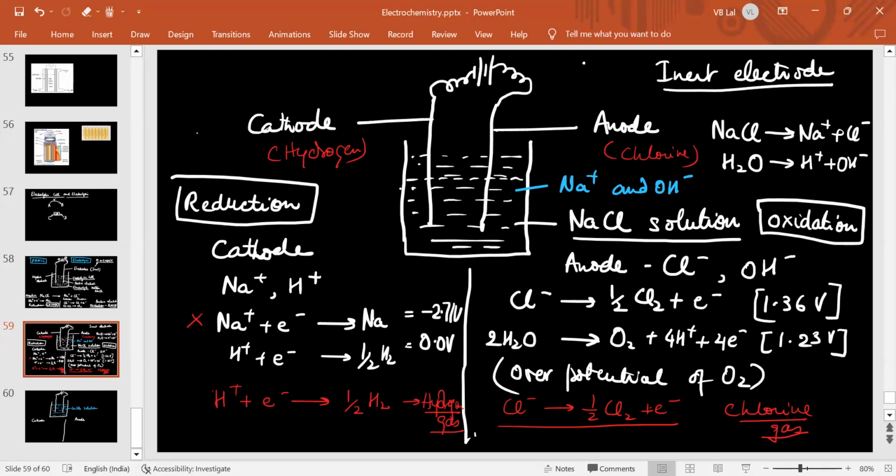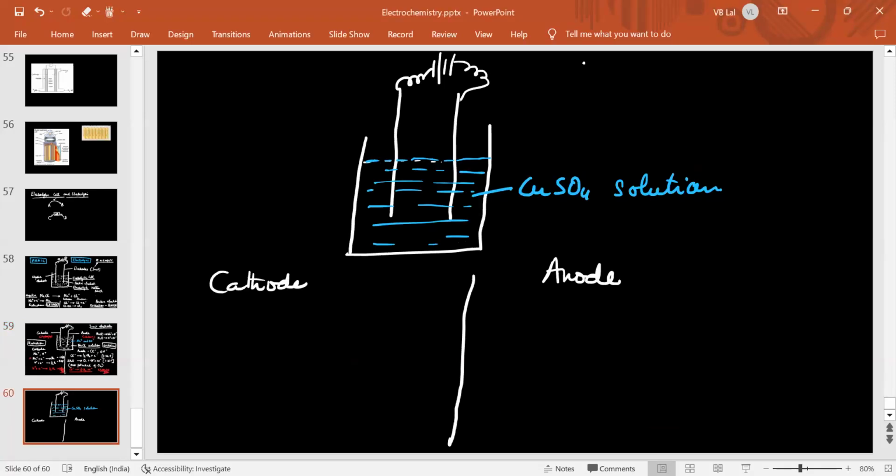Okay. Now in the next example that I want to show you, here we have an electrolytic cell. This time we are doing electrolysis of copper sulfate solution. This is for you to understand what will get discharged at a particular electrode. So you take copper sulfate solution. If you do electrolysis of copper sulfate solution and I use inert electrodes, the electrodes will not take part in the reaction.